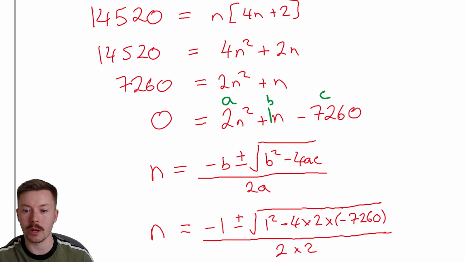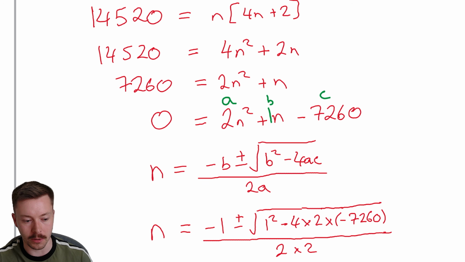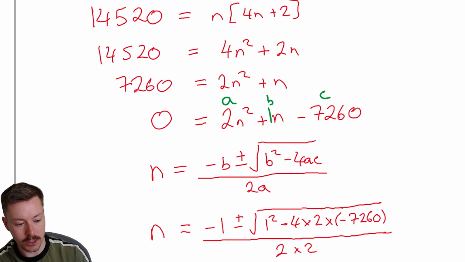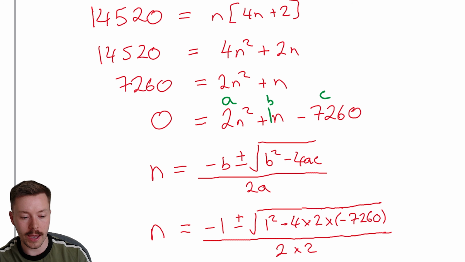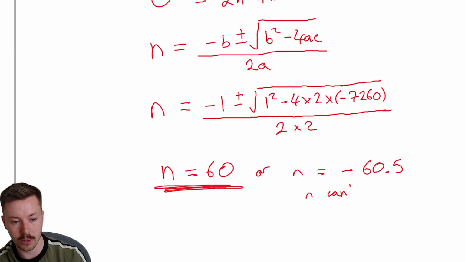N is our term number, and our term number can't be negative, nor can it have a decimal place in it. Okay, it's got to be an exact positive number. Okay, a whole positive number. So n is 60 is the number of terms. Okay, n can't be negative. Scroll that down so you can see it. N can't be negative.